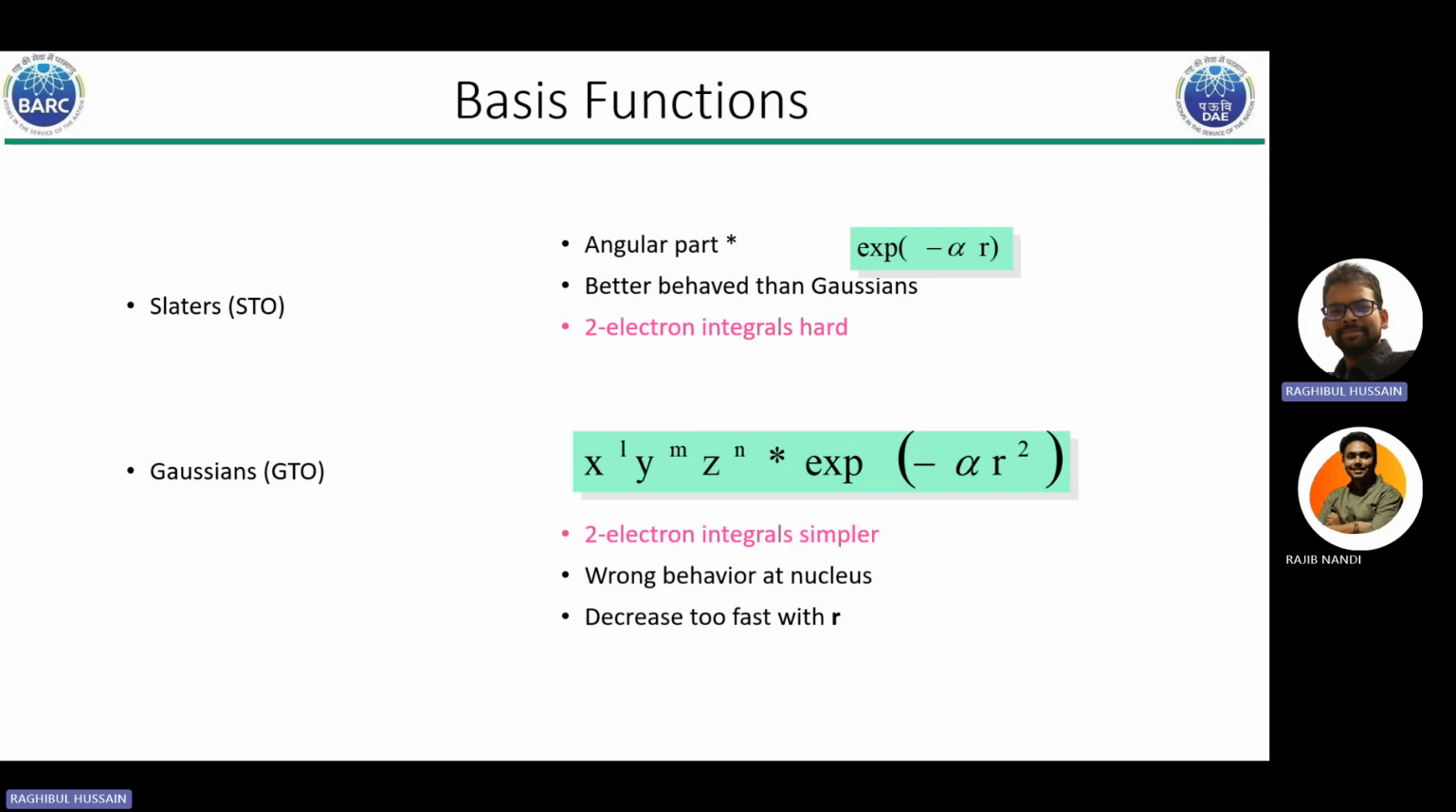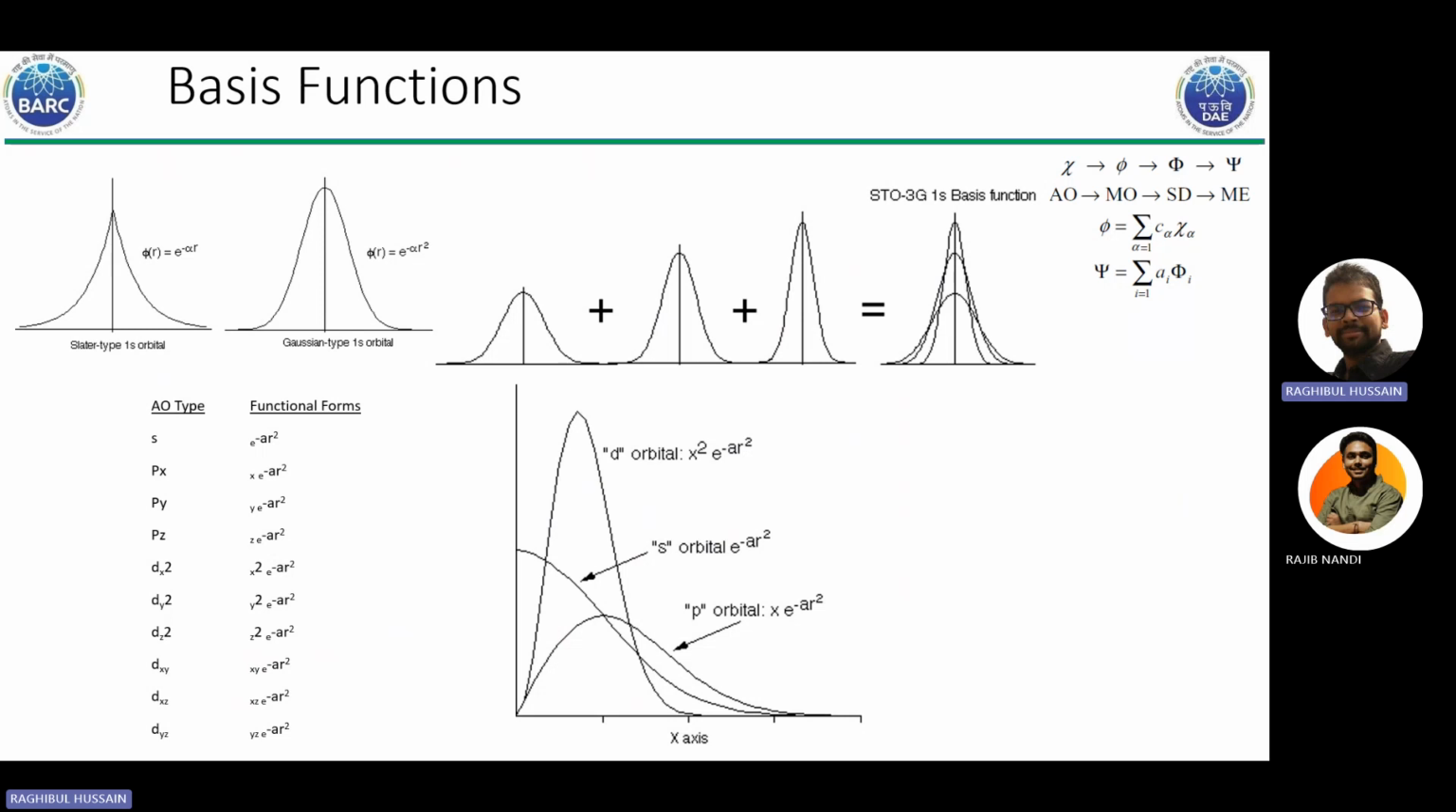So finally, if you add on those things, it should represent a good Slater orbital. That was the objective. So Slater orbital is like this, and Gaussian orbital is like this. If you go on adding, finally this will represent that. That is the fundamental idea.